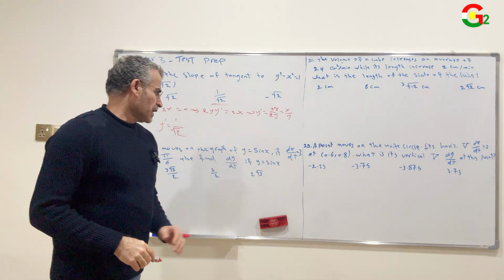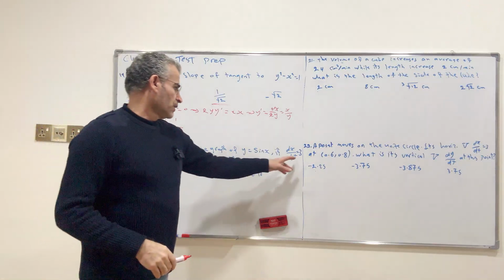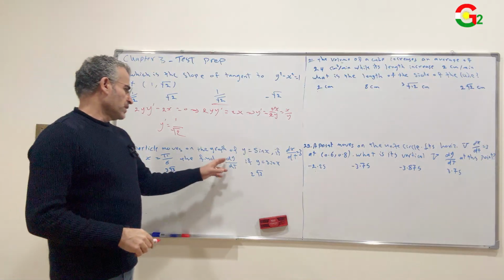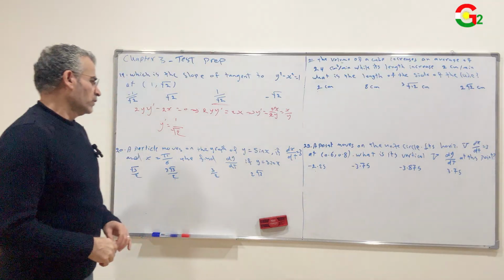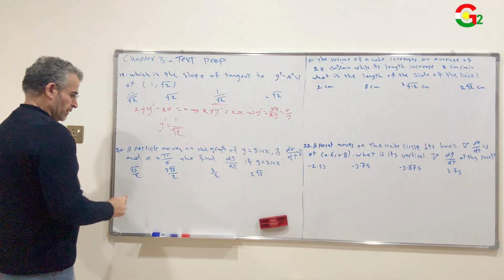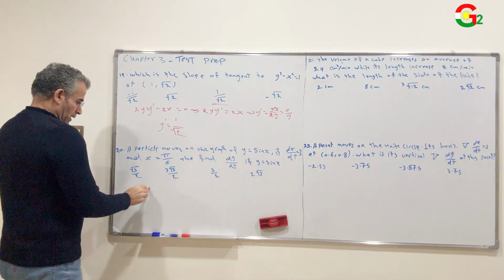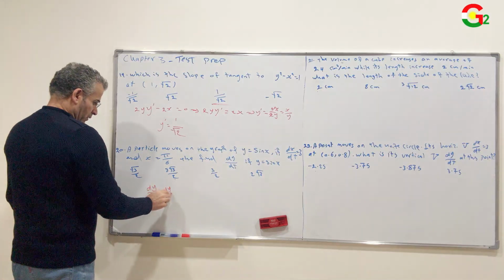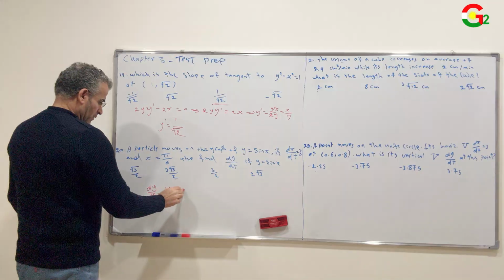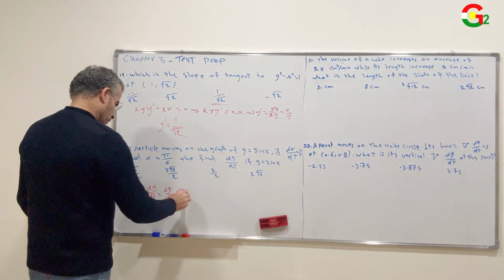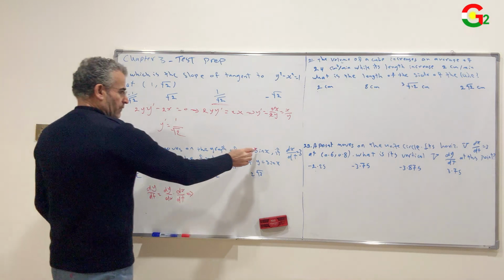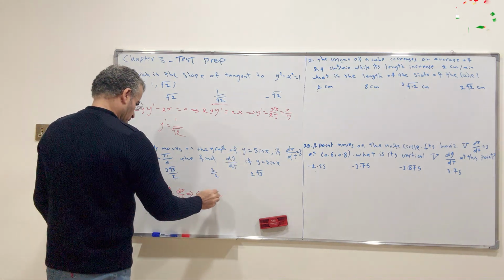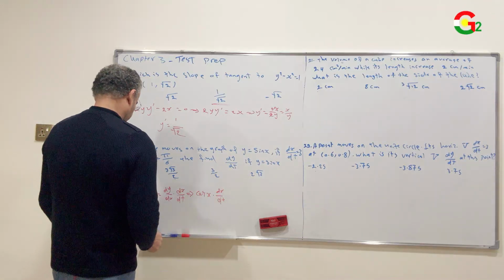A particle moves on the graph of the function y equals sine x. If dx over dt equals 3 and x equals pi over 6, then find dy over dt. y equals sine x. dy over dt equals dy over dx times dx over dt by the chain rule. Then dy over dx is cosine x, times dx over dt.